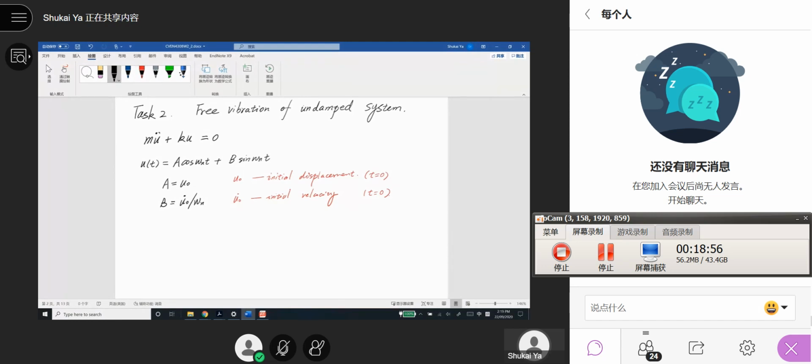And omega n is the natural circular frequency. It is equal to the square root of k divided by m. Its unit is radians per second.